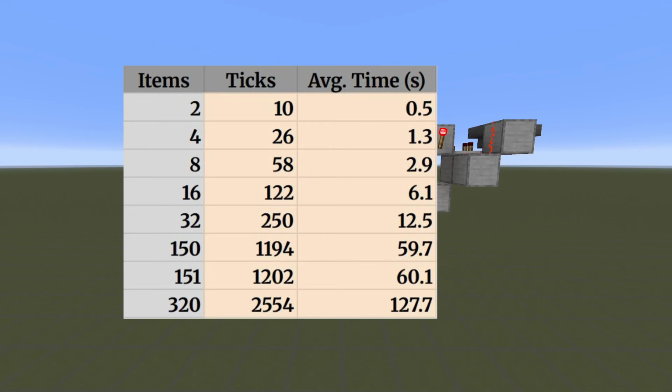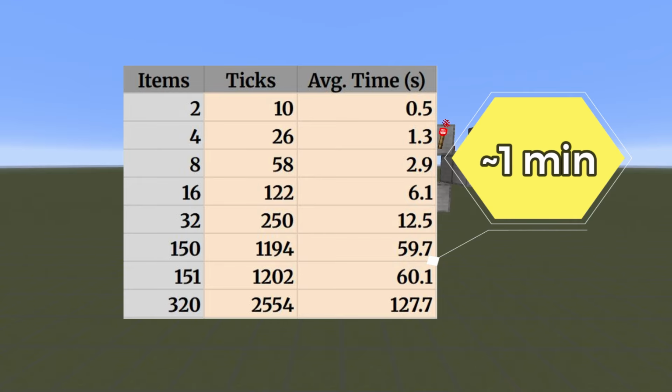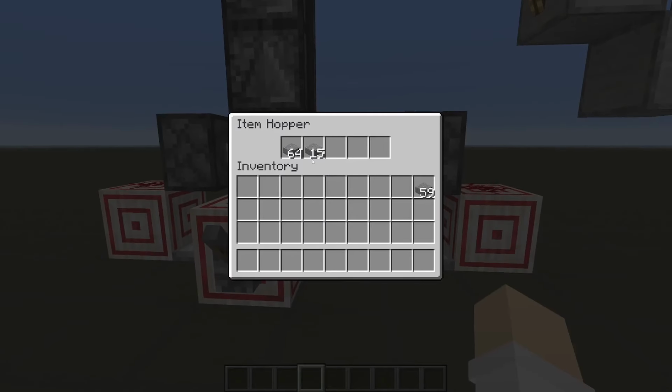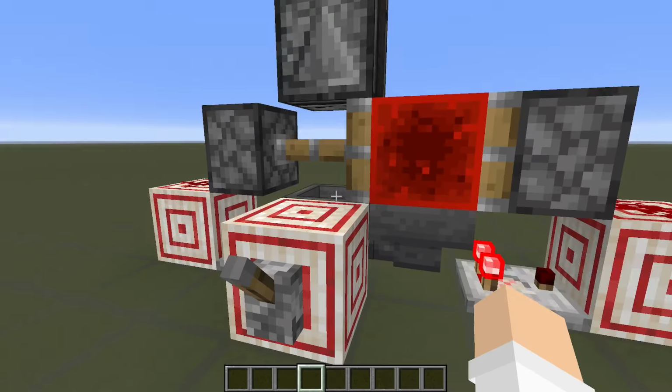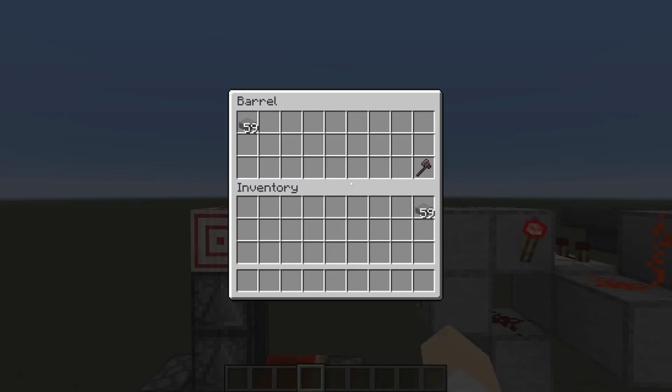As we mentioned earlier, we cannot get an Etho hopper clock that goes exactly at 1 minute. But if we put exactly 150 items in here, we can get pretty darn close. So we are 6 ticks off. When this does one whole pulse after 150 items, we send an item through these droppers and into this chest.